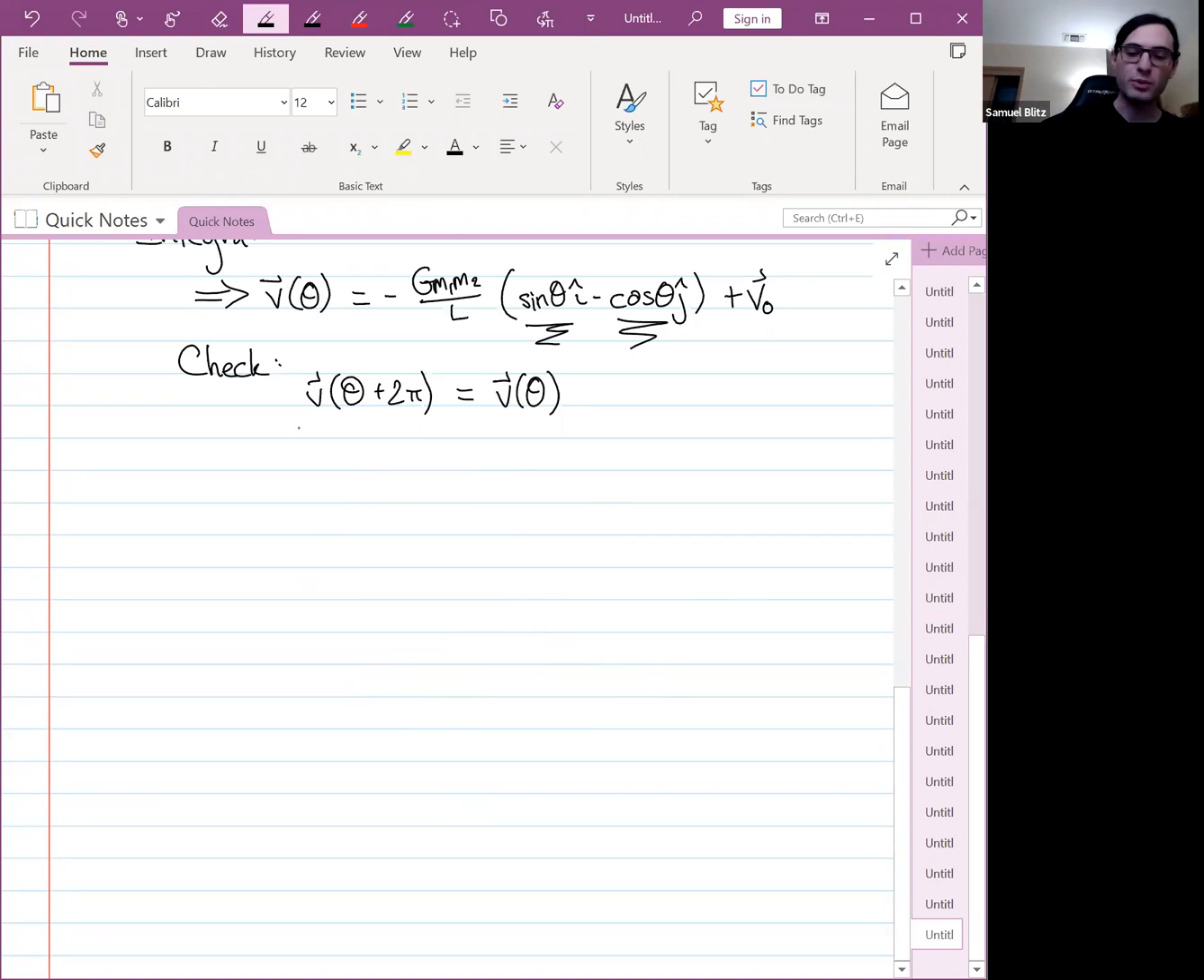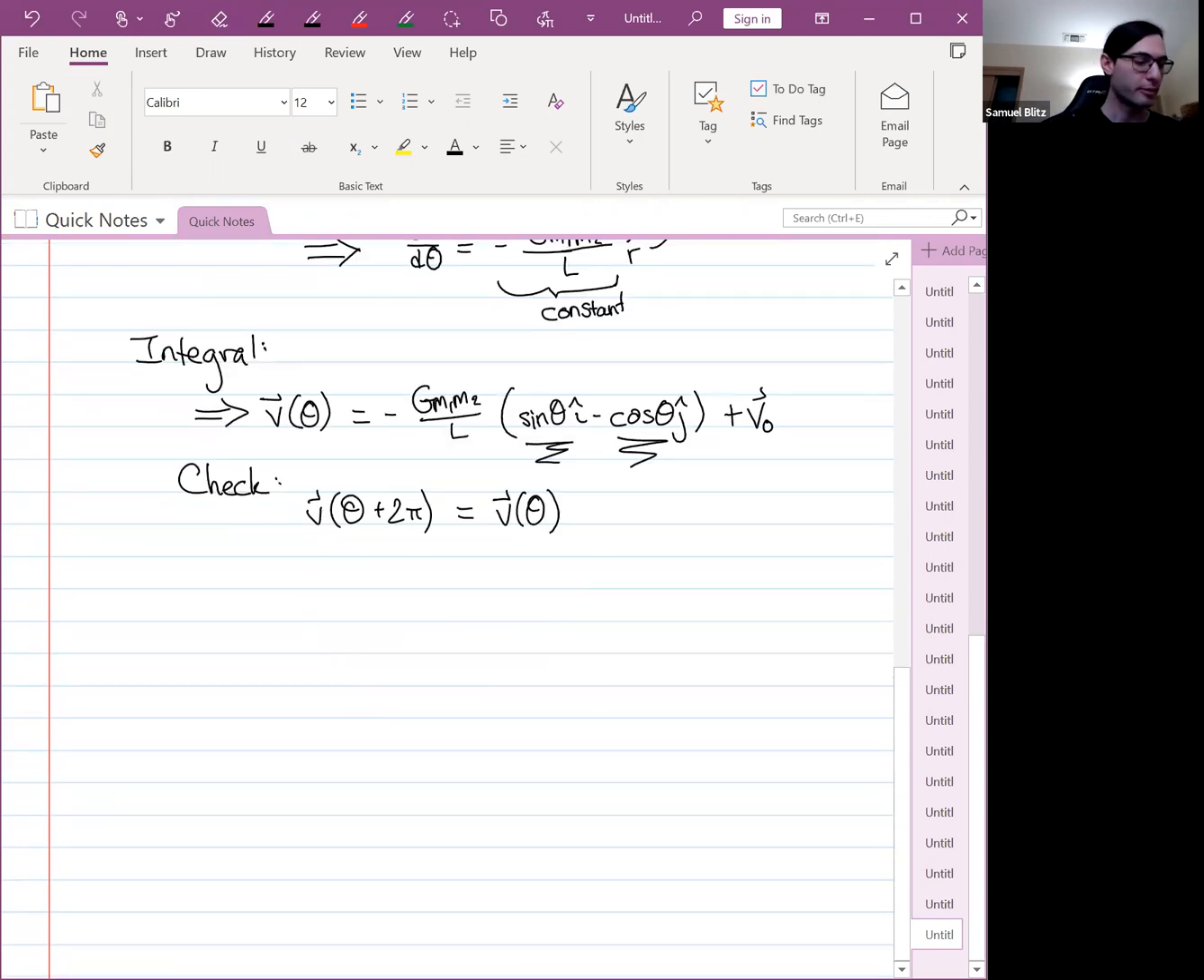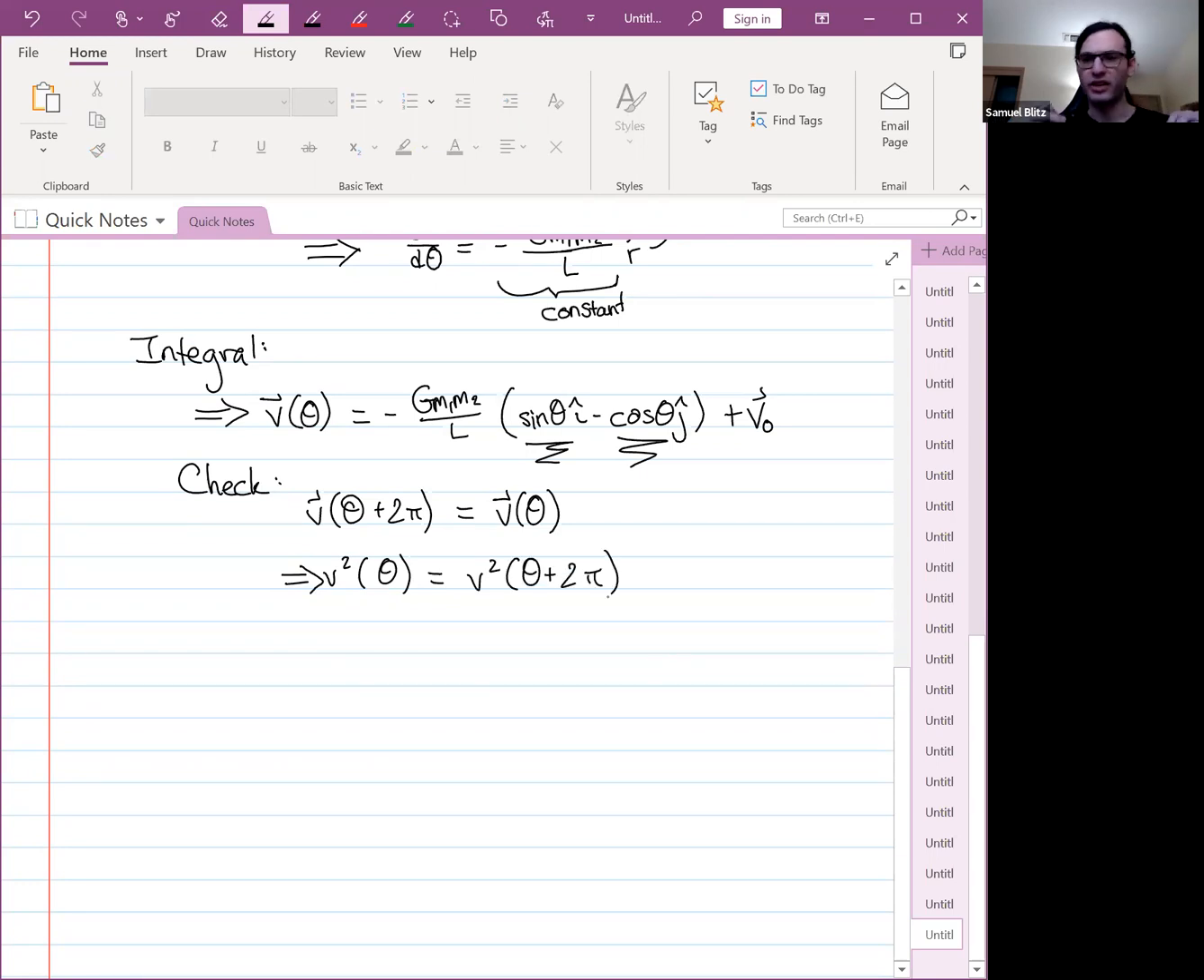So using this result, that the velocity is the same regardless of how many times you've gone around, this tells us that the square of the velocity is the same. Right, and that's just kind of obvious to begin with. The square of the velocity is the same because the velocity is the same. But the kinetic energy depends on the square of the velocity. So the kinetic energy at an angle theta is the same as the kinetic energy after it's gone around 2 pi.